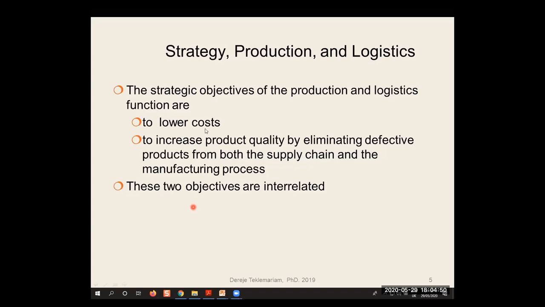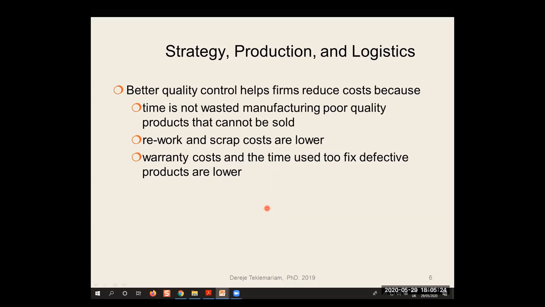Therefore, even if these two objectives look separate, they are highly intertwined and interrelated. In order to lower costs, sometimes we may compromise on some issues, like eliminating defectives. When you have a larger amount of defectives and they are not solved, the cost will not be lower, rather it will be higher. So these two objectives are highly interrelated. If I ask you what the objectives of the production and logistics function are, definitely you'll answer them. Therefore, we better focus on quality control functions that help companies reduce costs.